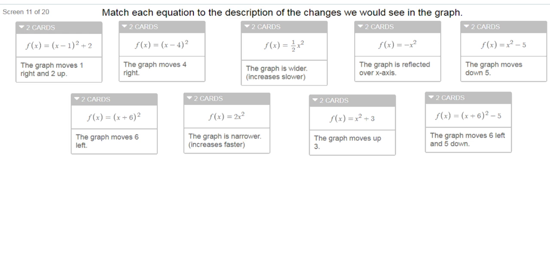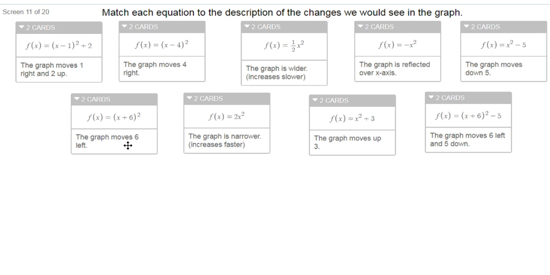And again, talking about the A values that would happen with your function of 1/2 x squared and the negative x squared. Negative x squared is the reflection. 1/2 became wider because it's increasing slower. 2x squared, 2 times faster, so it was narrower. When we're talking about some input changes, the quantity x minus 4 squared, we saw it move to the right 4 units. Quantity x plus 6 squared going to the left 6 units.